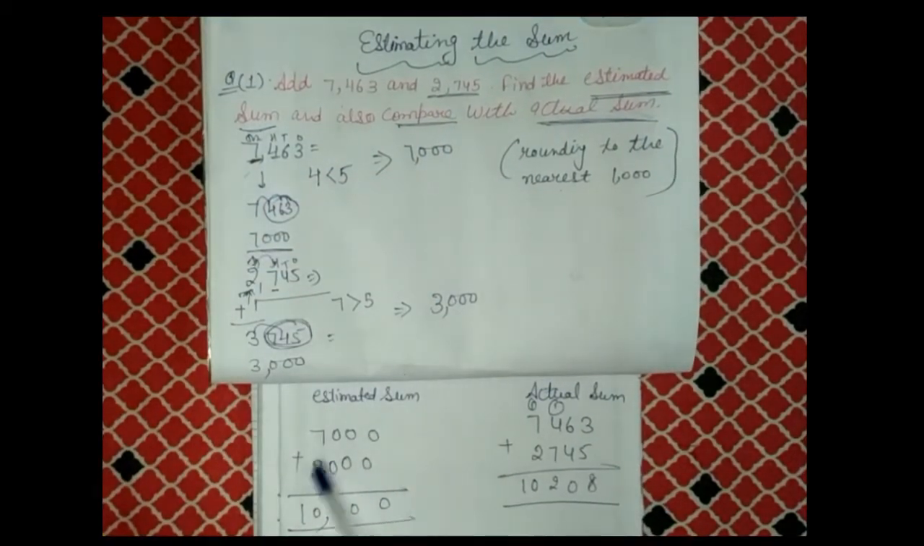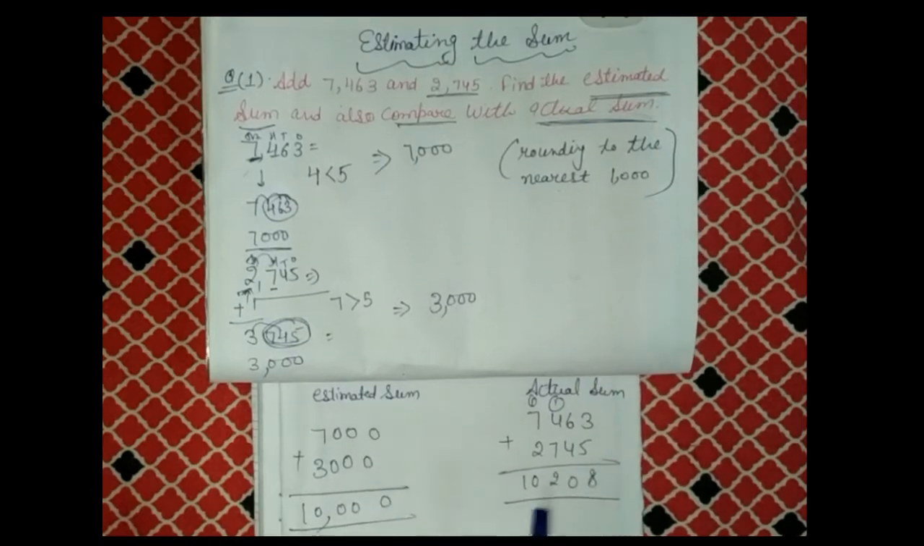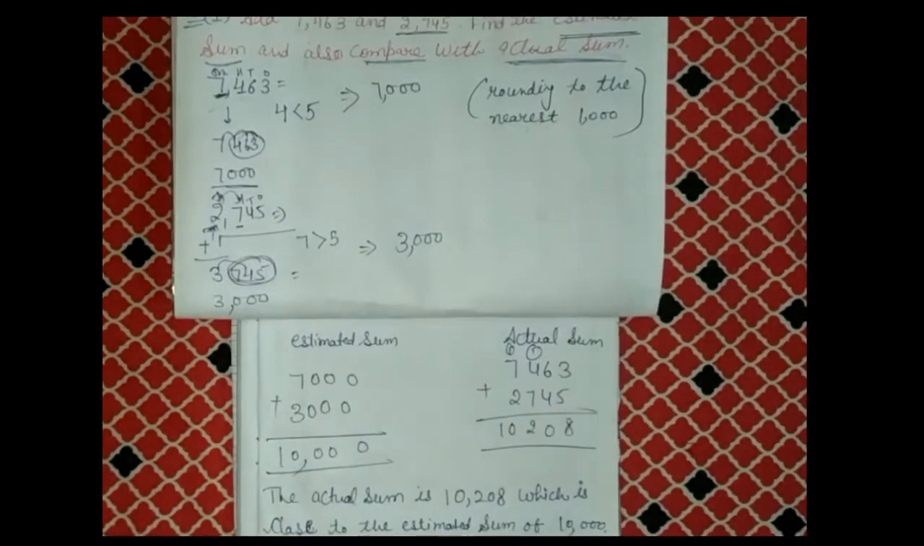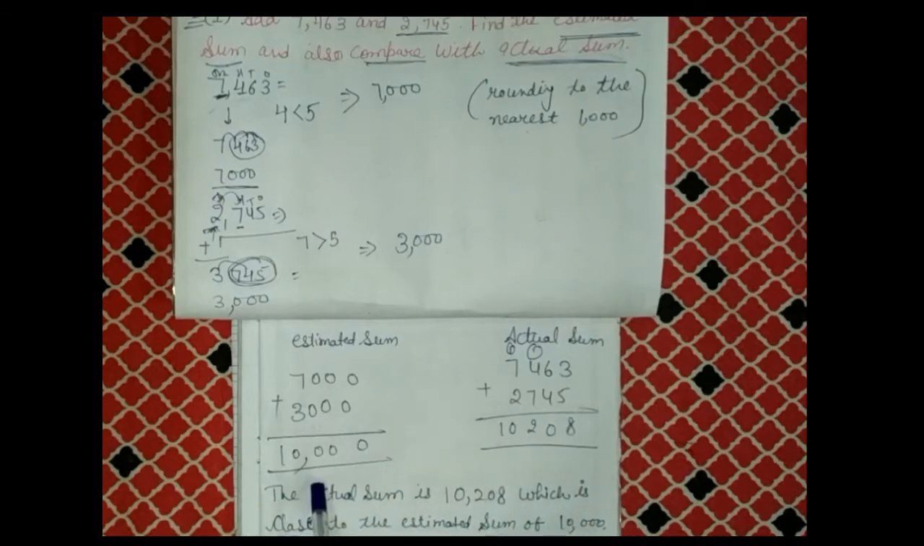So this is the estimated sum and this is the actual sum. Okay, so the actual sum is 10,208, correct? Which is close to the estimated sum of 10,000. They are very close. Even if I rounded off this number, I will get 10,000 only, correct? So our answer is correct.